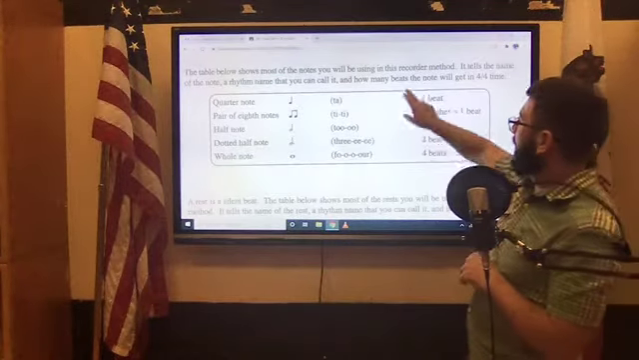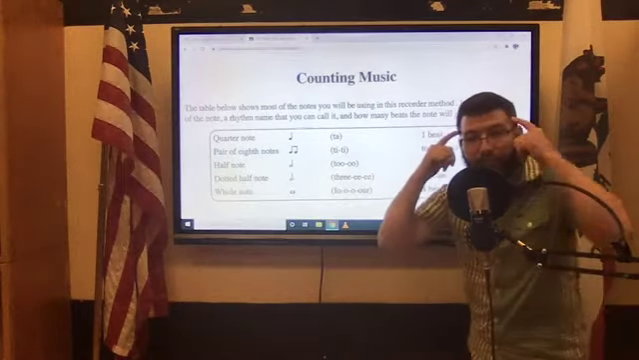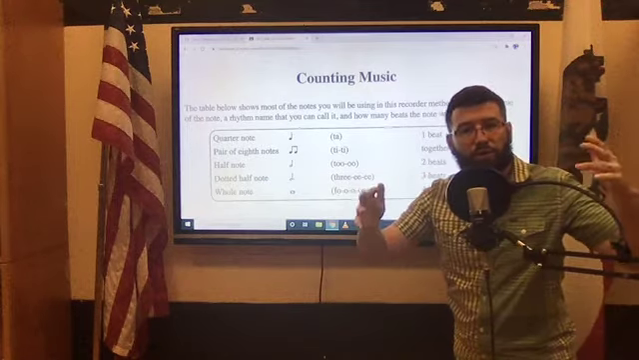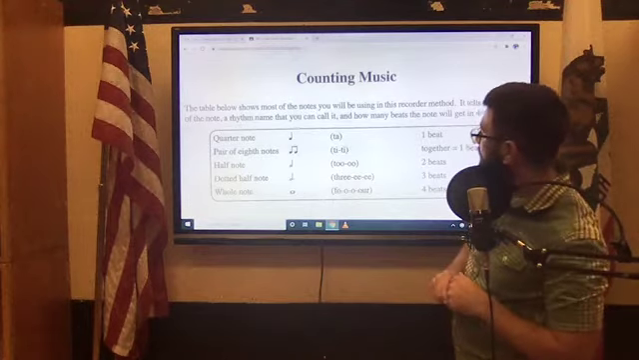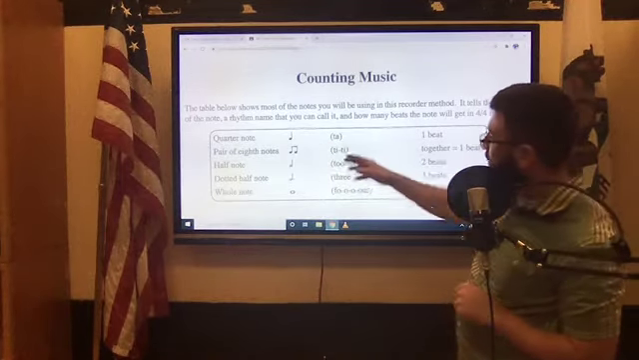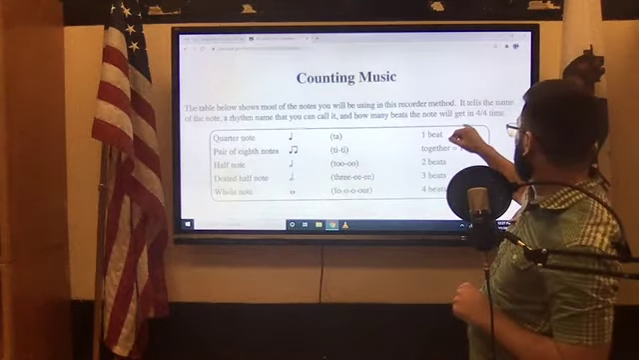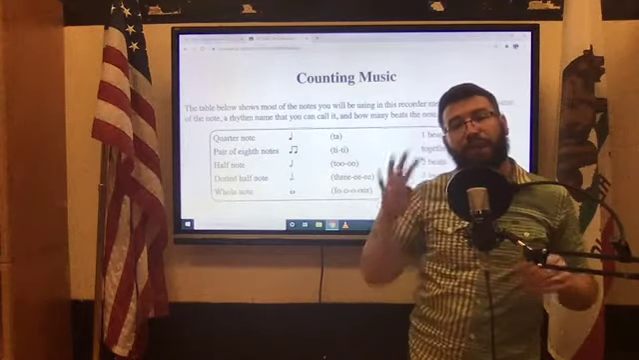The table below, actually, let's work on counting music. Now, counting music, we don't think about numbers while we're playing music, but we use numbers to learn what different note values are. So the table below shows the most of the notes you will be using in this recorder method. It tells the name of the note, a rhythm name that you can call it, and how many beats the note will get in 4-4 time. 4-4 time, that means that we have 4 beats total.